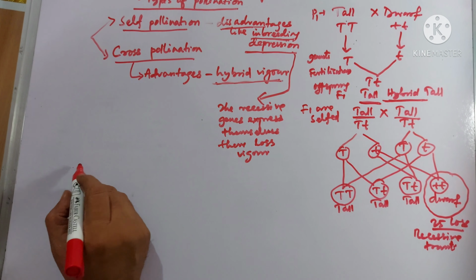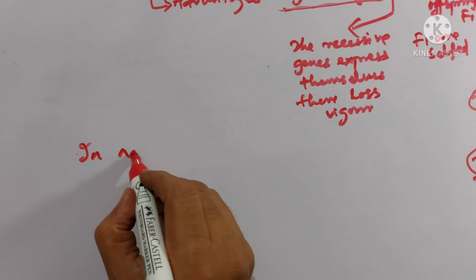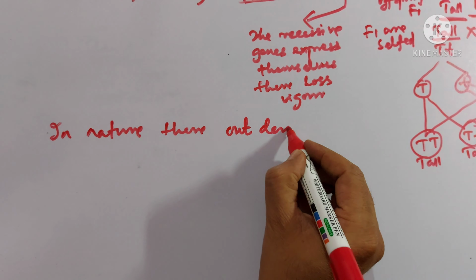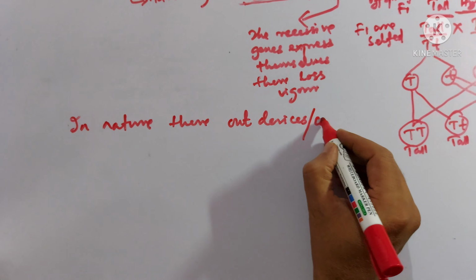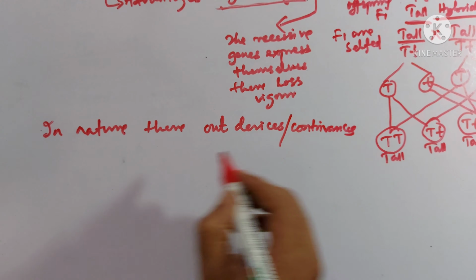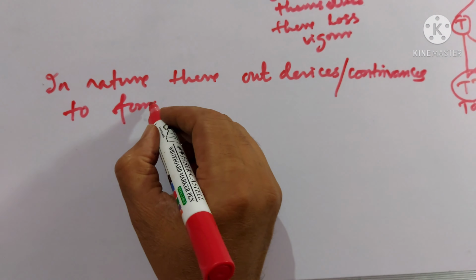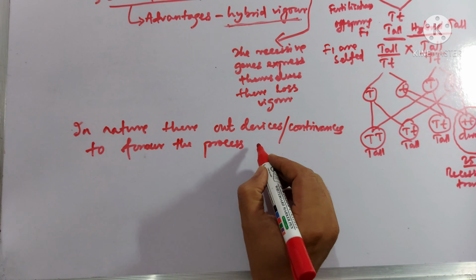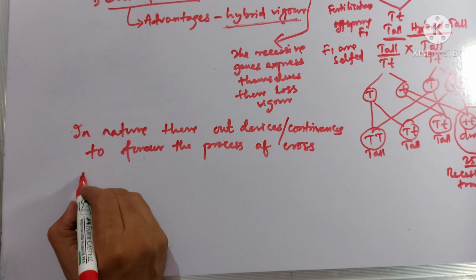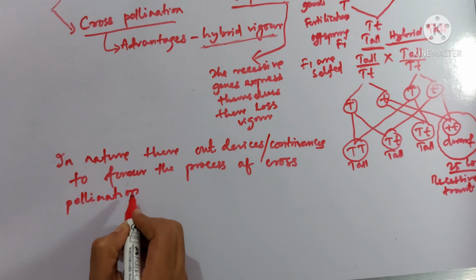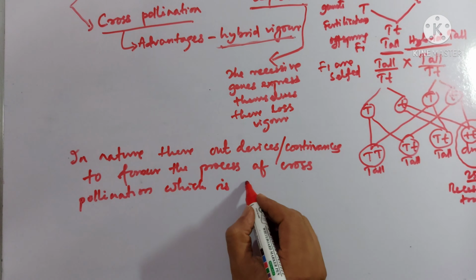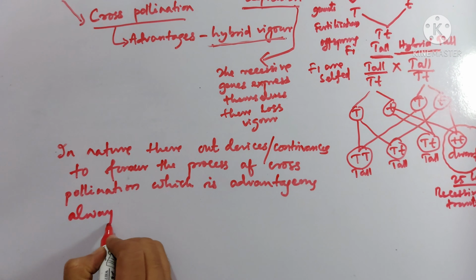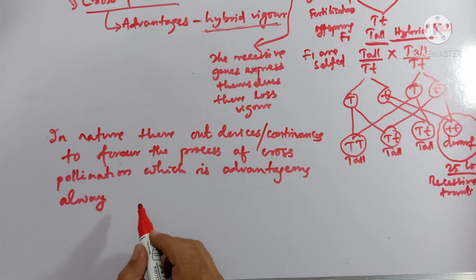So we can tell there is in nature outbreeding devices or contrivances to favor the process of cross pollination, which is advantageous always. So we can discuss what are the outbreeding devices.